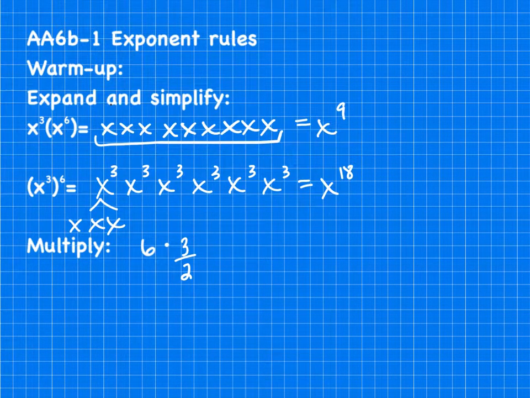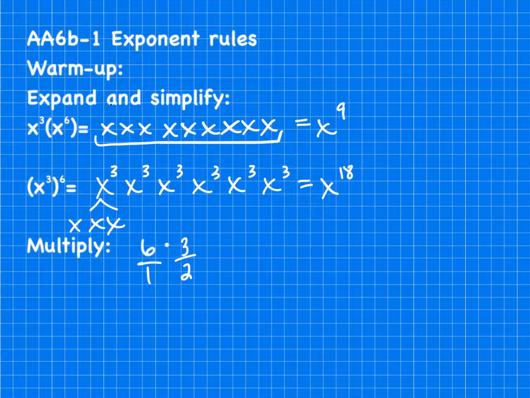The other thing I want to do, just for the warm-up, is remind people how to deal with fractions, especially multiplying a whole number by a fraction or a fraction by a fraction. If I'm multiplying a whole number by a fraction, I multiply that whole number by the numerator. The reason for that is when I multiply fractions, I multiply straight across the top and straight across the bottom.